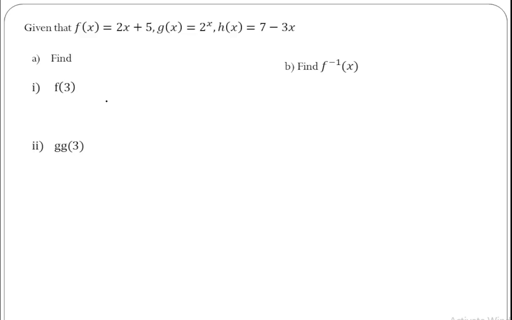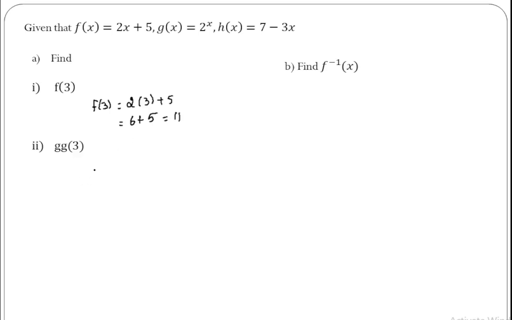In part A, subpart 1 is given to find f of 3. So let's consider the function f of 3. Then consider the function f and substitute 3 for x. 2 times 3 is 6 plus 5 equals 11.